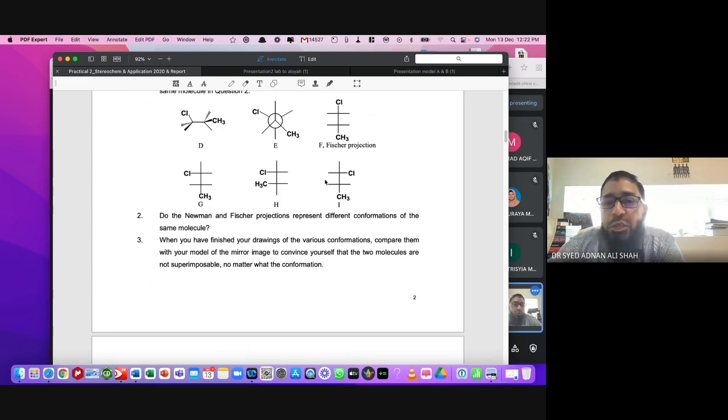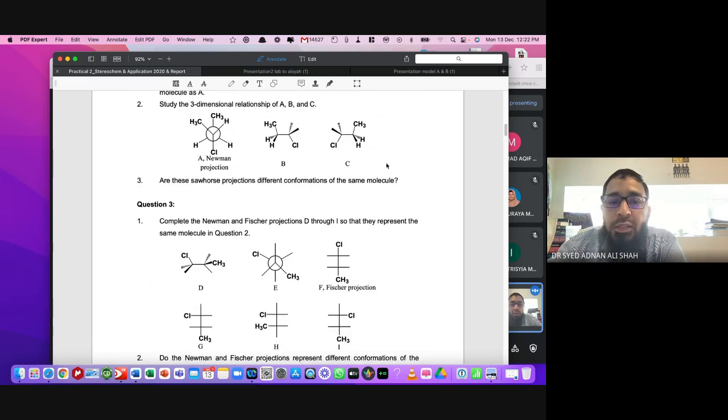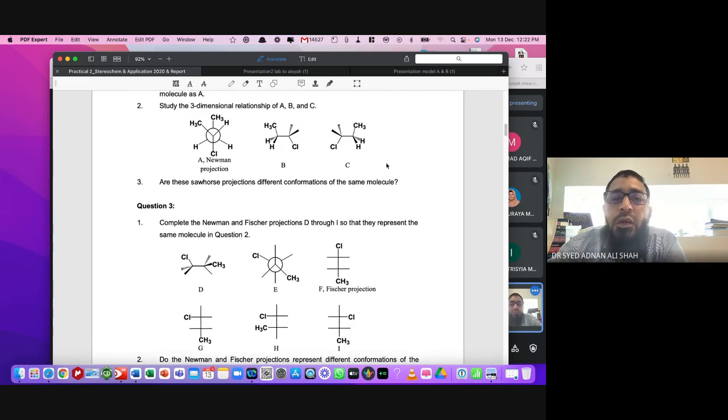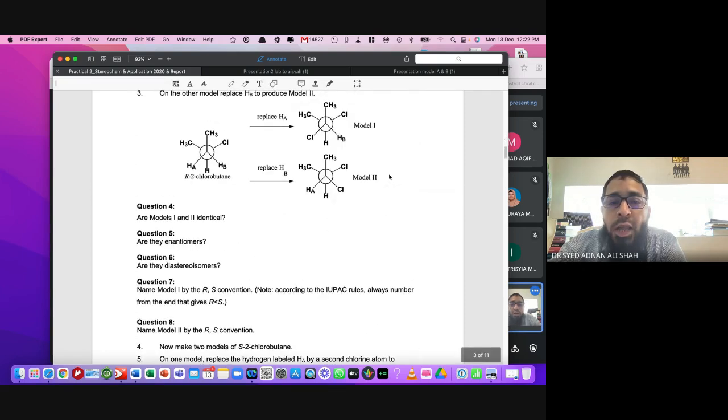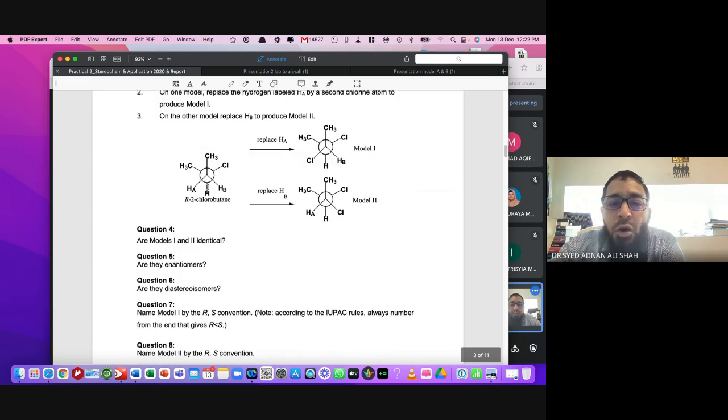These are different projections of the same molecule. Understand? If you want to convert one molecule into another, or one enantiomer into another, you have to break the bond like this. So we break the bond and substitute hydrogen Ha with chloride, and Hb with chloride, and see whether they are the same molecule or different molecules. Of course, they are not identical molecules.